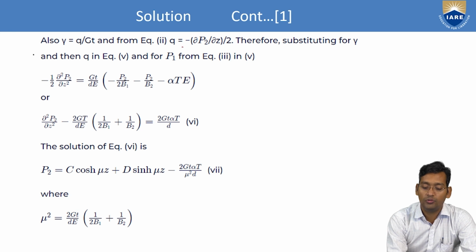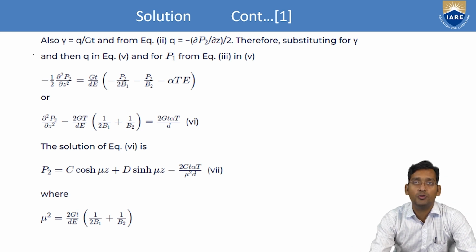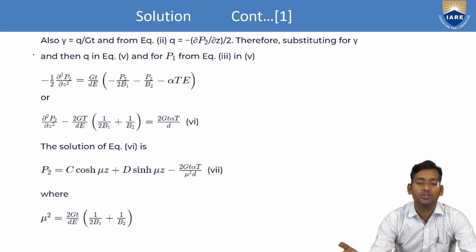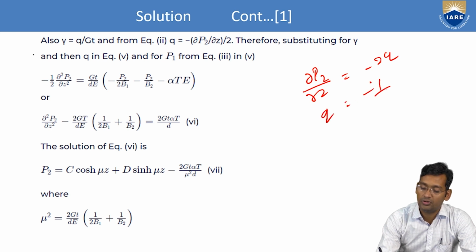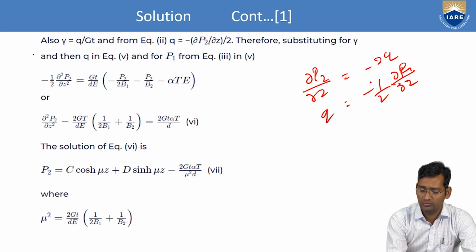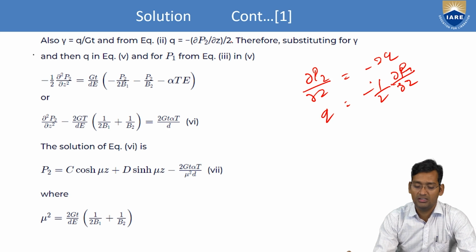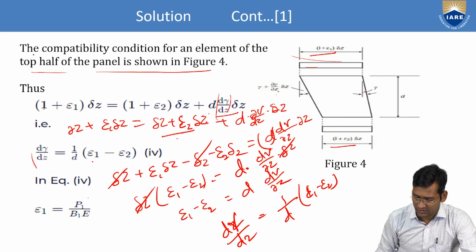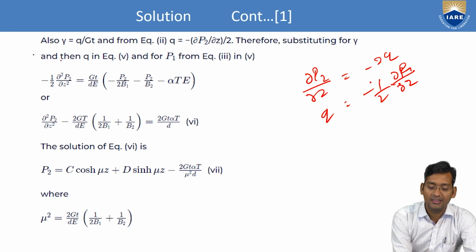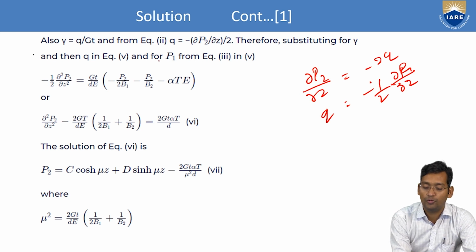So from equation 2 what we will get? Q equals to minus del P2 by del Z by 2, because there we got del P2 by del Z equals to minus 2Q. So from here Q will be equals to minus 1 by 2 del P2 by del Z. That is here, Q equals to minus 1 by 2 del P2 by del Z. Now substitute here the value of Q, and then Q in equation 5 for P1 from this one.